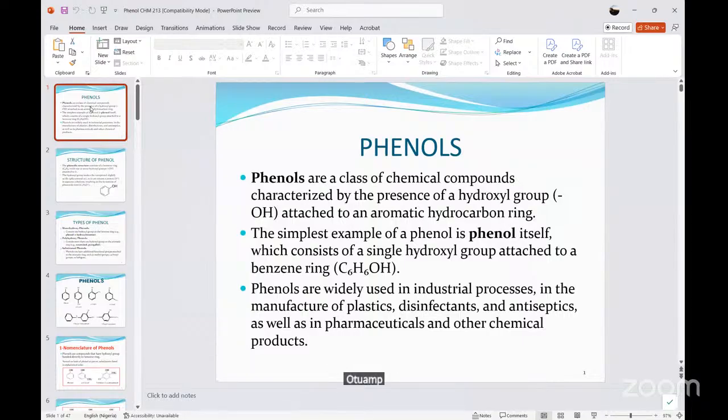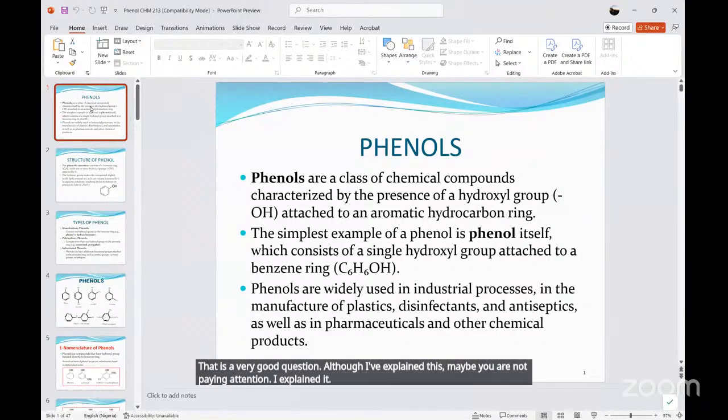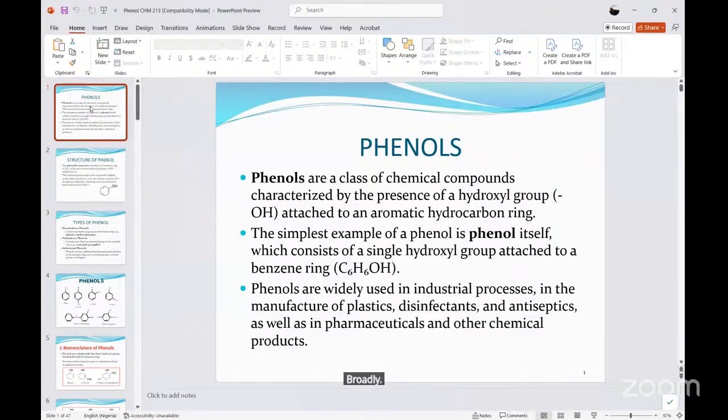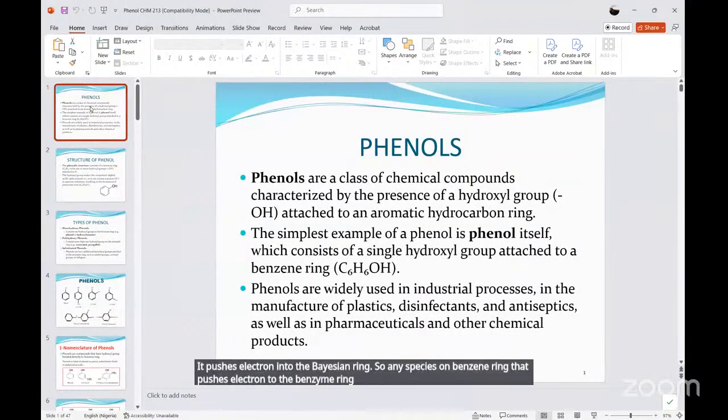That is a very good question, Meta. Although I've explained it, maybe you were not paying attention. I explained it broadly that phenol OH is an activator. It pushes electrons into the benzene ring. So any species on the benzene ring that pushes electrons into the benzene ring will activate the benzene ring.